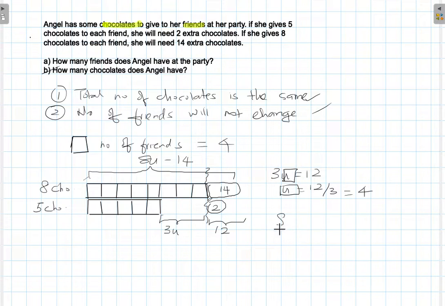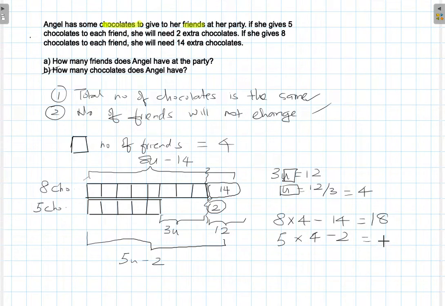So I know 8 times 4 minus 14 should give me a value of 18. And it should be the same because the number of chocolate is the same. Over here is what? It's 5 units minus 2, correct or not? So 5 times 4 minus 2 also gives me 18, correct?